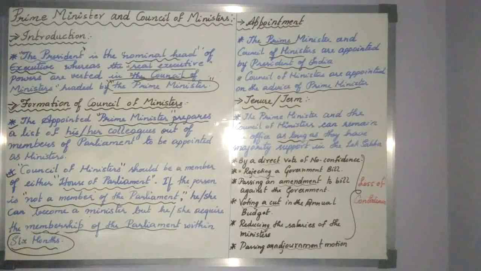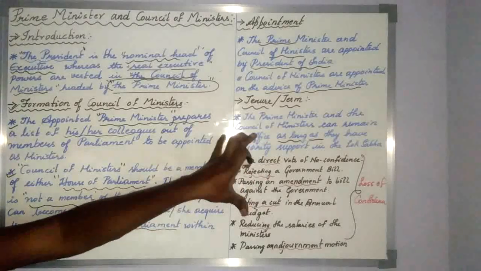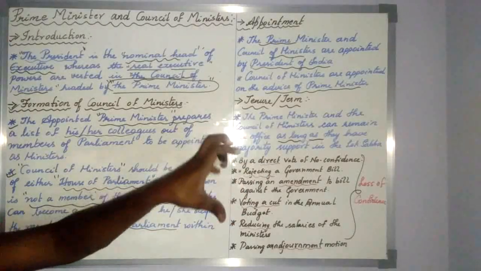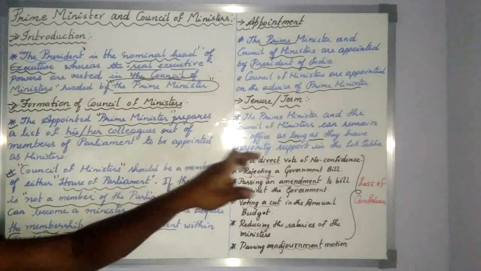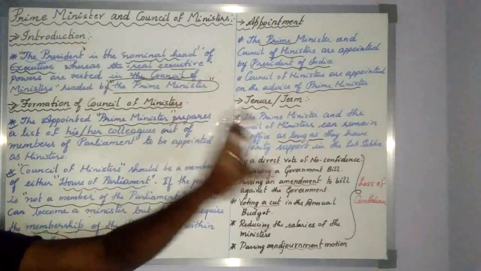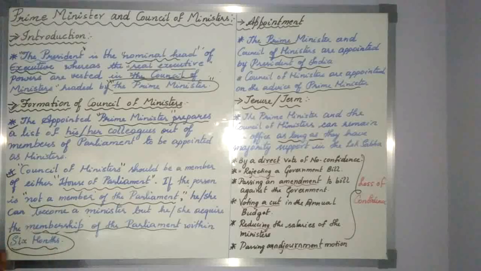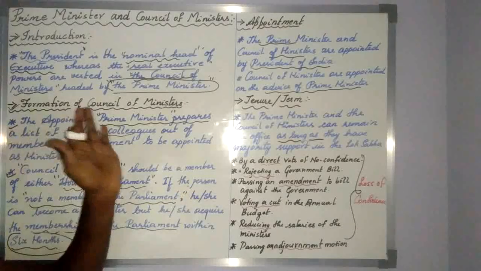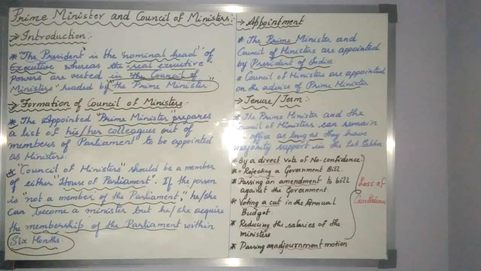So that is the reason. Even though the normal term of the Prime Minister and Council of Ministers is 5 years, the very important thing is they should have the support. If they don't have support, that indicates the loss of confidence. That loss of confidence can lead to the call for the house to be dissolved. Once the house is dissolved, a midterm election can be called by the President of the country. Okay, so that's about the tenure, appointment, and formation of the Council of Ministers.